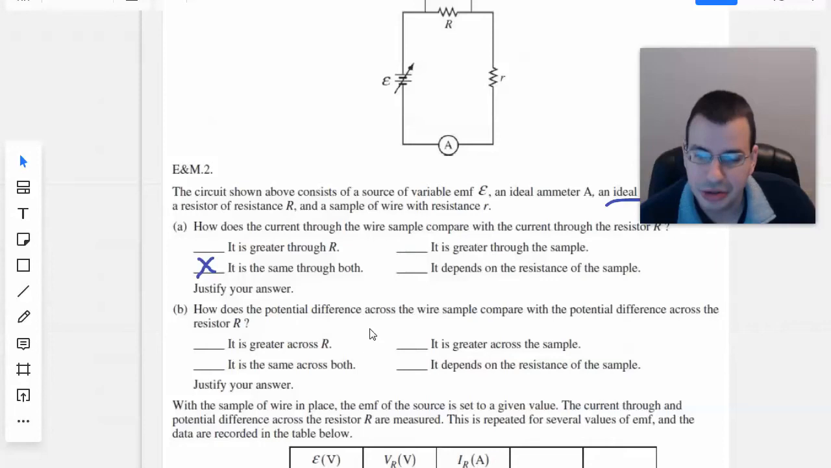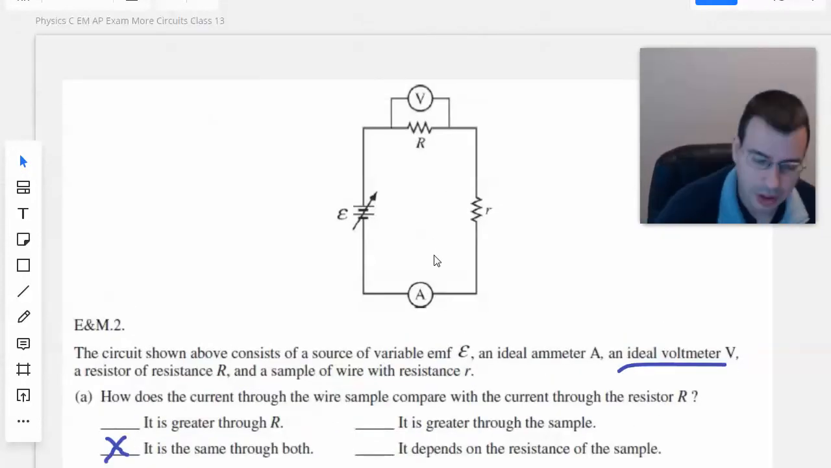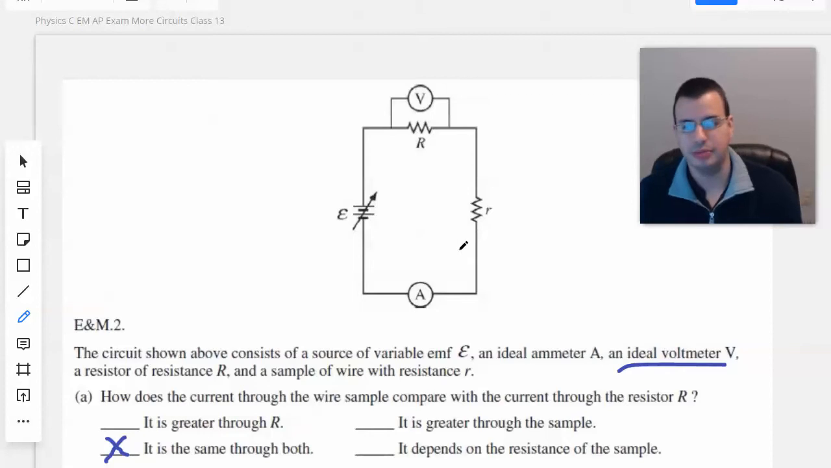How does the potential difference across the wire sample compare with the potential difference across resistor R? Okay, now this is talking about a voltage drop. So I'm going to throw in some random numbers, pseudo-random. I guess everything in life is pseudo-random. That's a much deeper concept than I intended to get into.